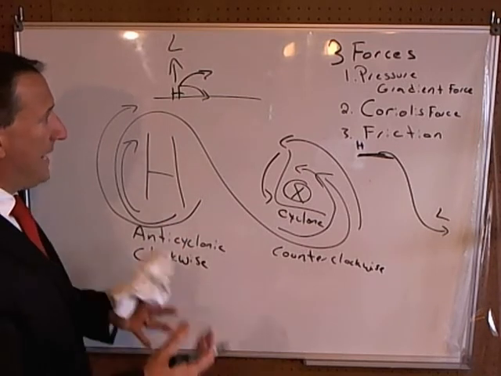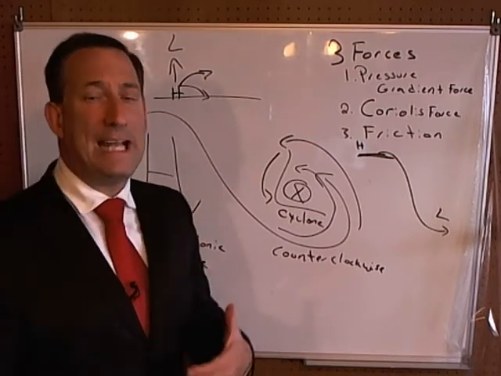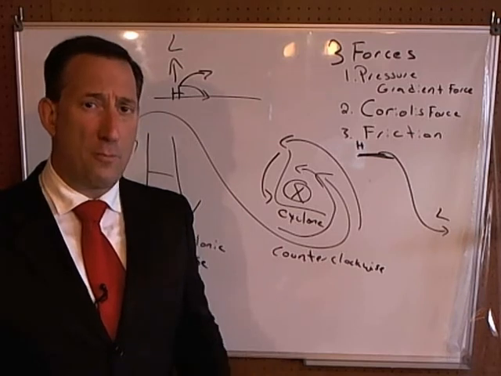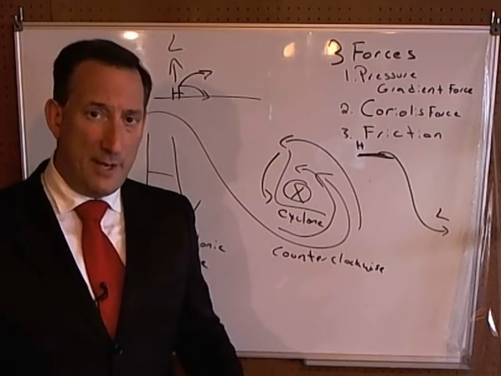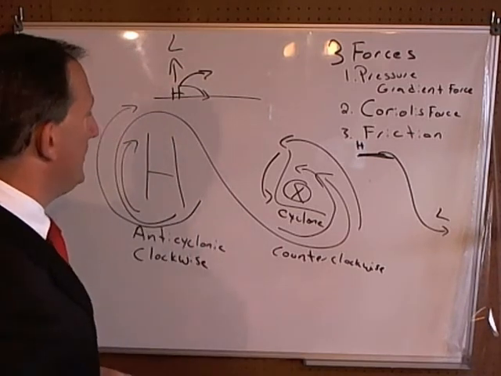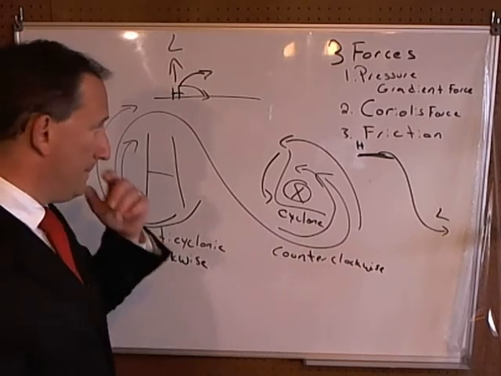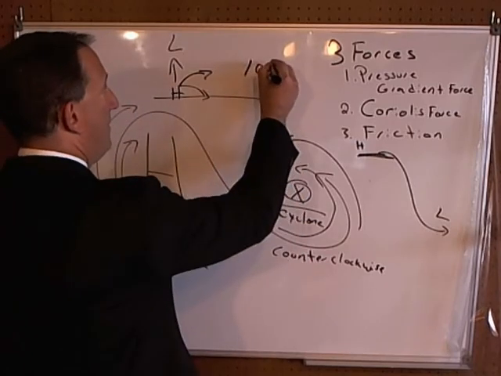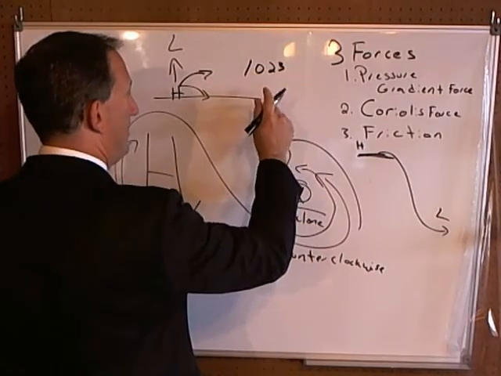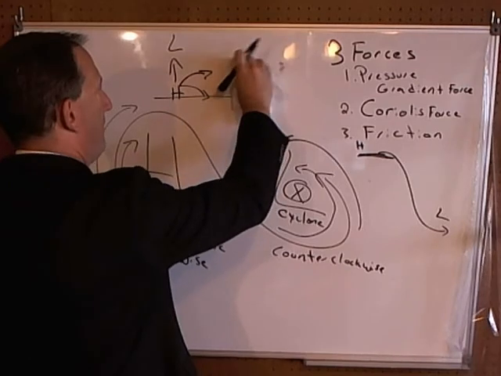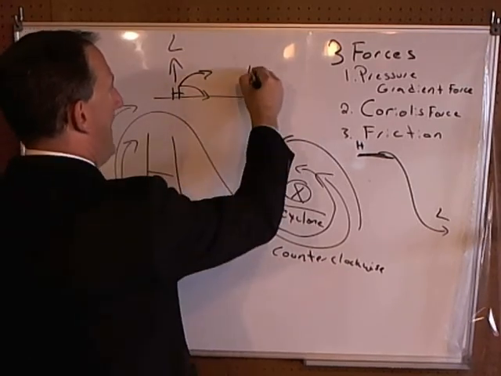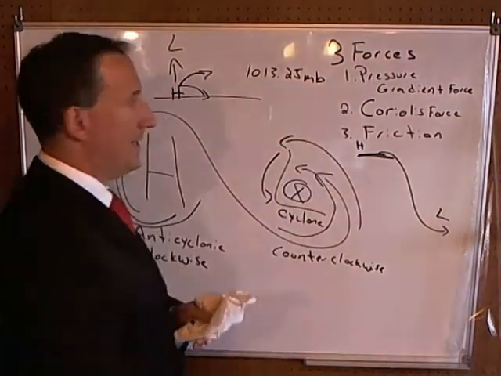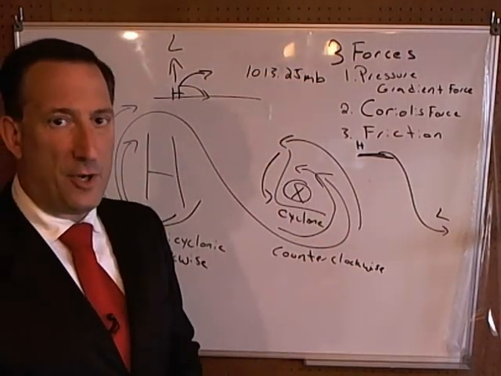So this is some of the basics that you're going to be looking at when you're looking at chapter 6, of understanding the wind flow around high pressure and low pressure. There's lots of diagrams there. One thing I did not talk about is pressure in general, okay? The standard atmospheric pressure is 1,013.25 millibars. That is the standard atmospheric pressure.